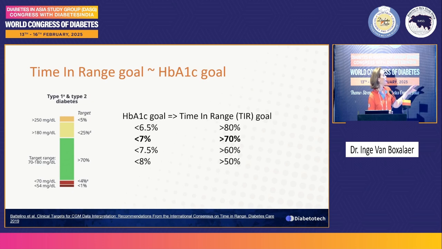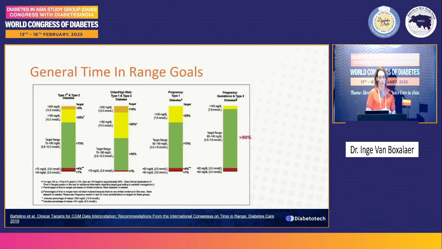And for people whose HbA1c goal is below 7.5%, for example, children who do not have access to AID systems and who have a high risk of hypoglycemia, they should strive for a time in range of above 60%. And if you have older people, frail people, where you say, my HbA1c goal is actually below 8%, a time in range of above 50% would be the goal.